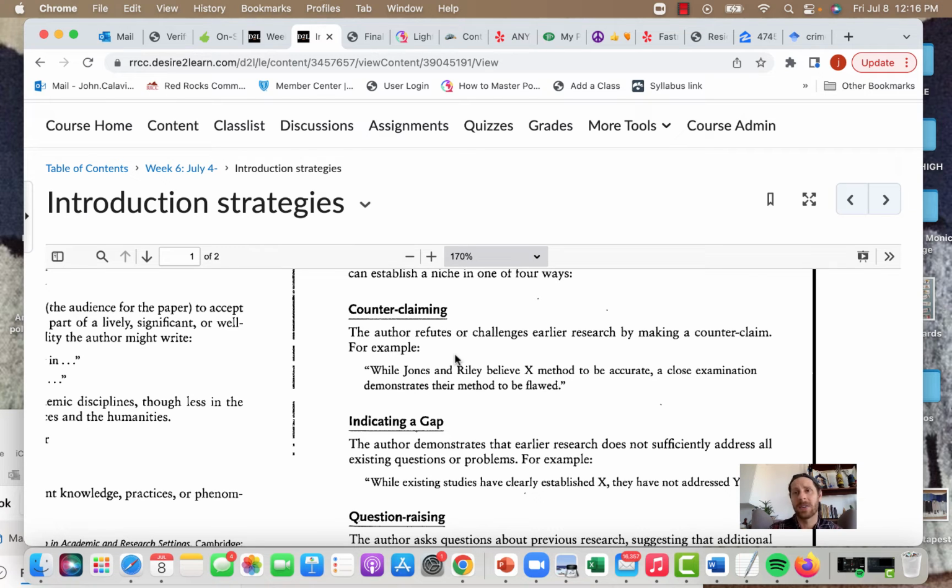This would be the "I disagree," right? So it's very similar to that "I agree, I disagree, or both," right? You're disagreeing in a counterclaim, right? So you could be like, okay, write that.